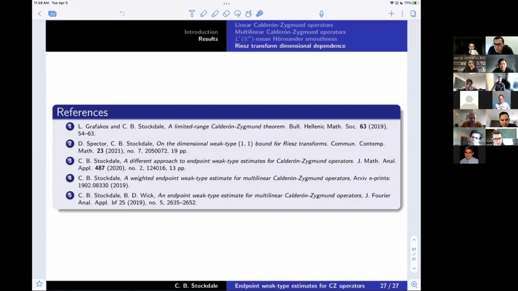Maybe just one random question. Have you considered this problem in the complex setting of several complex variables? I've done some things in that setting. I guess you'd want to consider which operator you would want to consider, right?